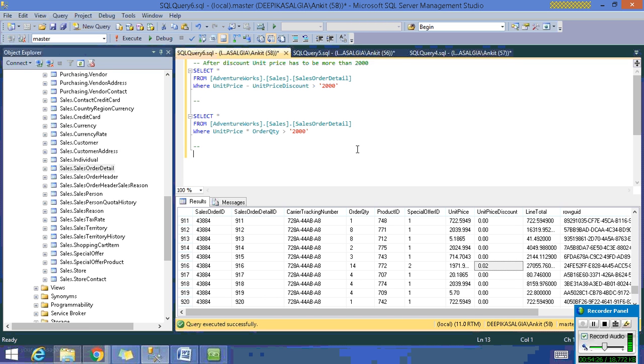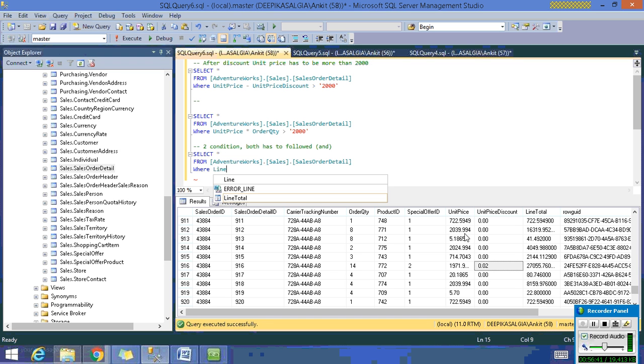Do you see how many conditions I asked you? Two conditions, exactly. Do I want you to follow both of them or just one? So I asked you, I want only those records where unit price discount is applied and line total is greater than 2000. So it means there are two conditions and both have to be followed, right? Line total greater than 2000, and unit price discount greater than 0.